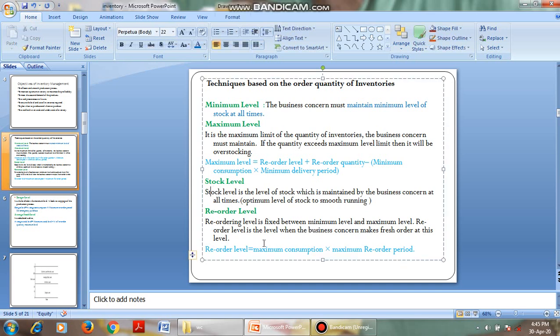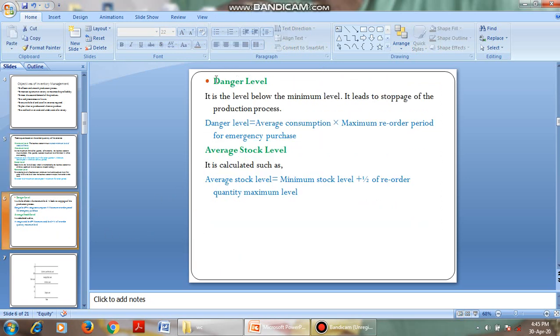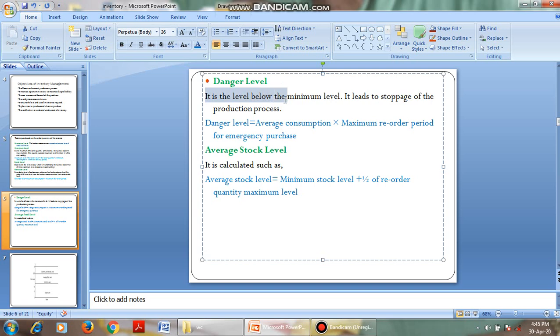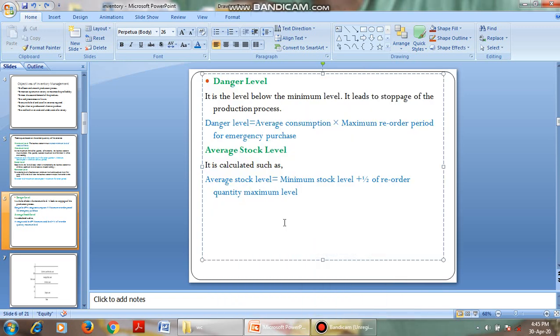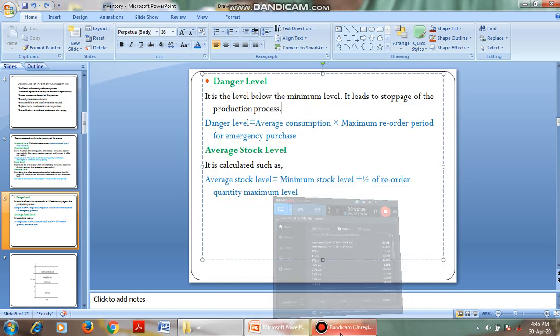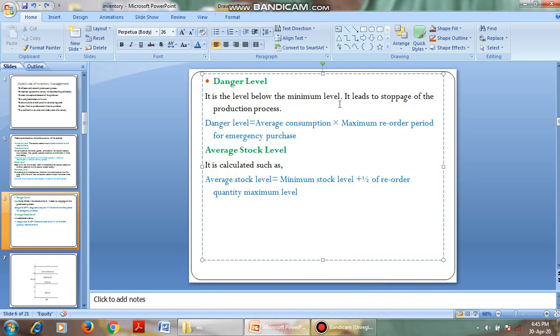Then reorder level is equal to maximum consumption into maximum reorder period. Next, danger level. It is the low level, below the minimum stock. At this level it is below the minimum level. It leads to stoppage of production. If you have 5 bags, 10 bags, what happens? Suddenly the 5 bags will be over. Then production will stop. That level we call danger level. Danger level is equal to average consumption into maximum reorder period for emergency purchase.